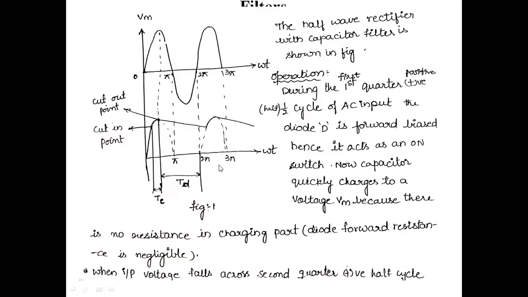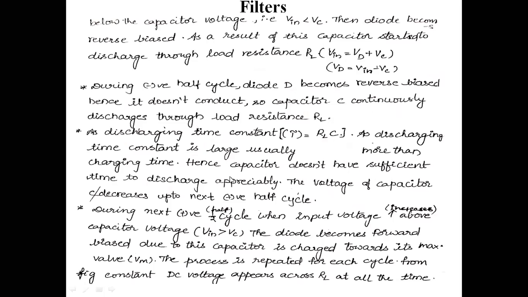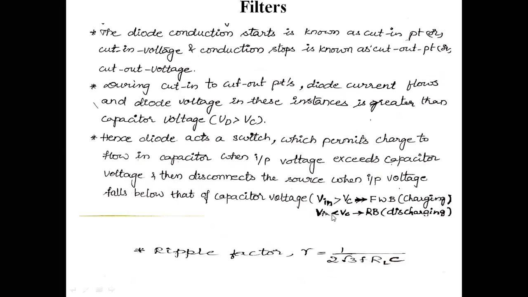Between the cut-in point and cut-out point, the conduction will take place. The charging of the capacitor will take place, and I am going to consider that time as charging time. From the cut-out point to the next cut-in point, that I can consider as discharging time. That is TC and TD. The entire operation is given by: if input voltage is greater than capacitor voltage, we can consider that the diode is in forward bias condition, and that time is charging time. If Vin is less than capacitor voltage, I can consider that as reverse bias condition, and I take the time as discharging time.